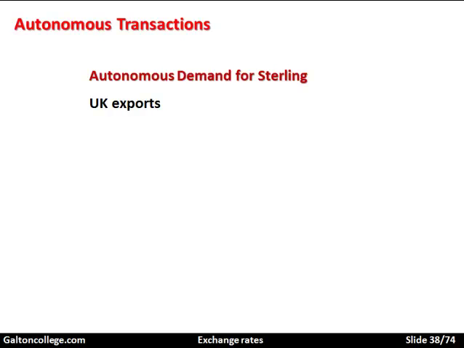So one type of autonomous demand for sterling could be UK exports. Let's say just the Americans want UK exports. It just happens. American consumers suddenly like UK exports and they want to buy more of them. That's an autonomous demand for sterling, because they want to buy the UK exports. They must pay for them, and they must pay for them by creating a demand for sterling. They must buy the pound and pay for what they're importing.